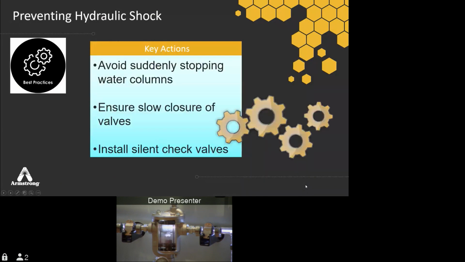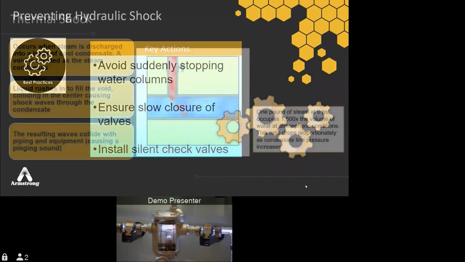So preventing hydraulic shock is really pretty simple. The main way to do it is just slowly opening and closing your valves. And also, if you have swing check valves, sometimes you can start to have issues with hydraulic shock when they close, and they can create pressure spikes on the discharge side. And so if you're noticing that issue, you might want to consider replacing them with silent check valves, also known as spring-guided check valves. Those tend to have much smaller pressure spikes when they close.